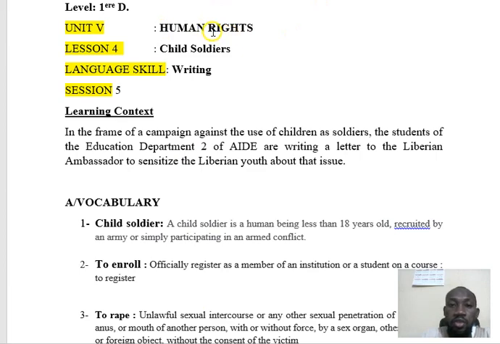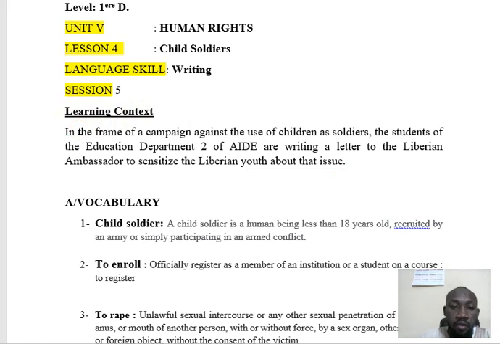So we continue this way, and today's class is going to be about child soldiers, because this is a very important topic, right? Okay, before starting the class, let's read together the learning context.